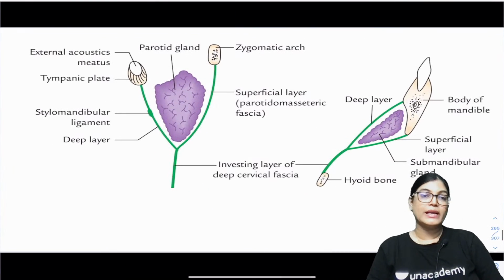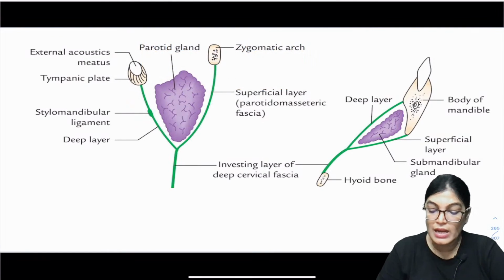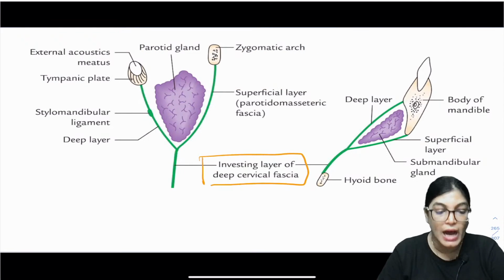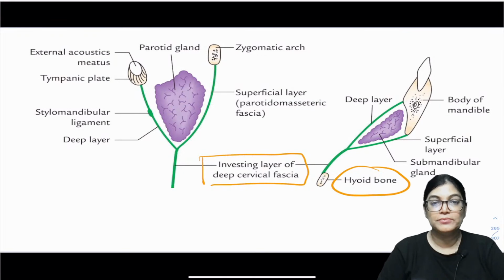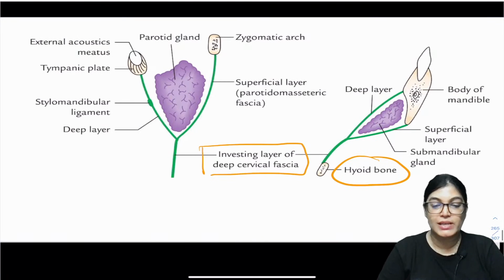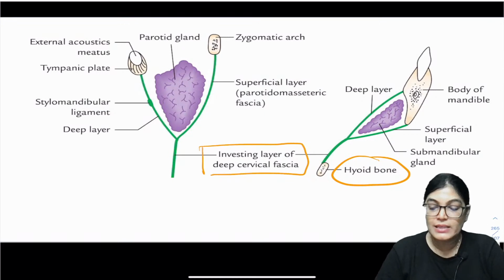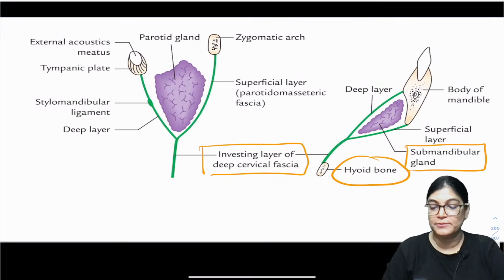So see here, when we are talking about vertical tracing of the investing layer of deep cervical fascia, we are tracing it above the hyoid bone. Can you see here, this is the hyoid bone. When it is traced above the hyoid bone, it splits to enclose the submandibular gland, as you can see here. So at the level above the hyoid bone, it splits to enclose the submandibular gland as shown in the diagram.